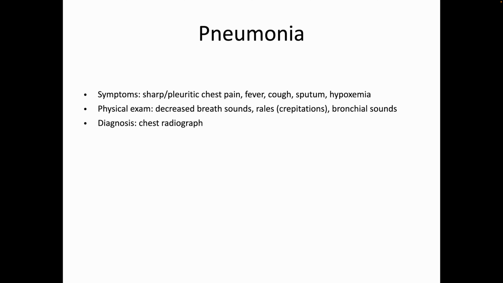Pneumonia as well, you would have sharp chest pain, pleuritic in nature, of course with an associated fever because it's a chest or a lung infection, cough with sputum or without, and also hypoxia on oximetry. Once you perform an exam, you would find an area with decreased breath sounds, crepitations, coarse or whatever, and also bronchial sounds, so you would find a gap between inspiration and expiration. And of course the mainstay investigation is a chest x-ray.